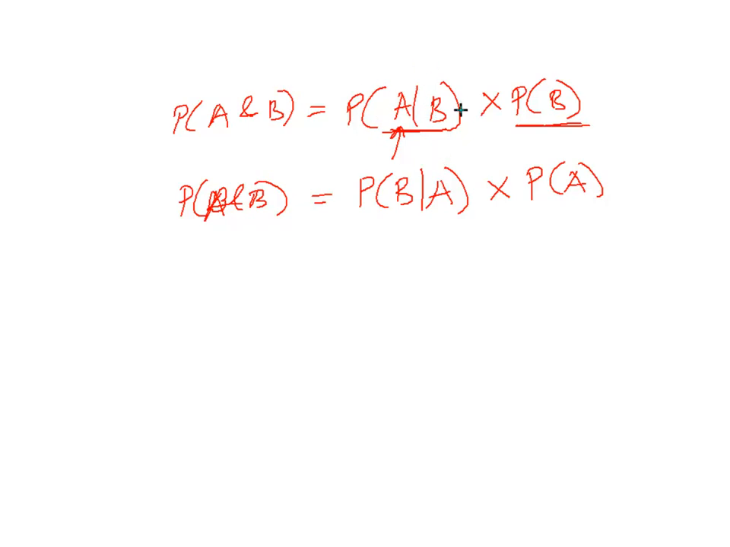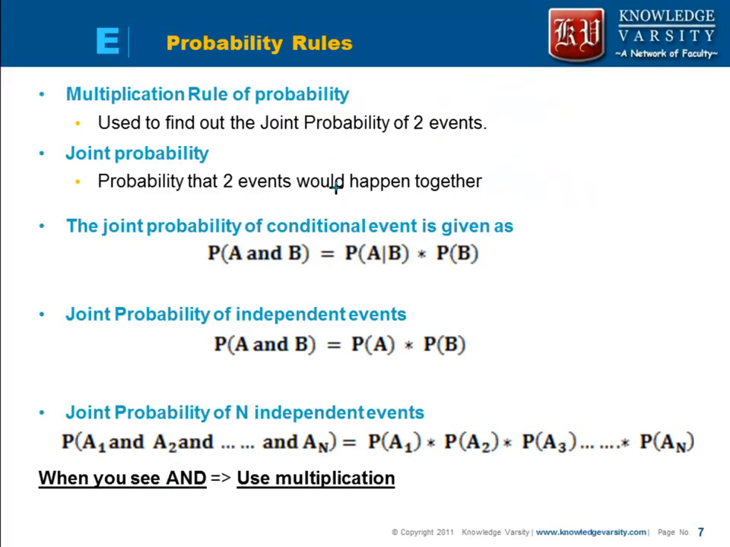Now how do you remember this? See this, A given B and B. Think about it, this B is getting cancelled. This is the way you can remember. So this is your joint probability of non-independent events.